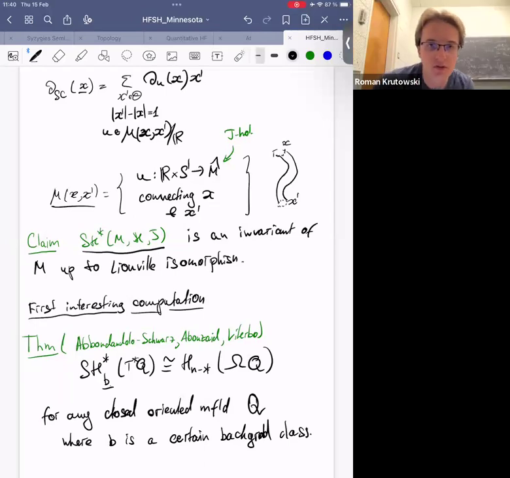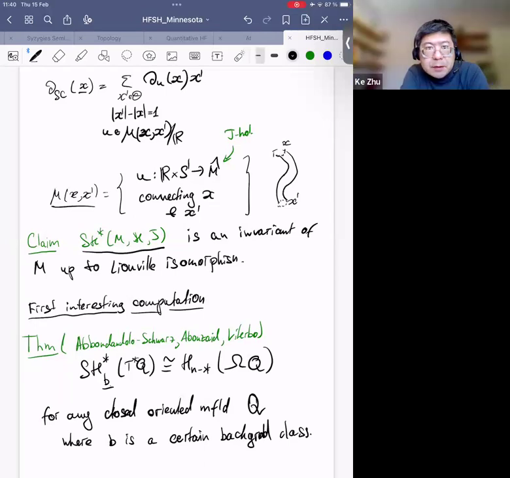May I have a question about your definition of the differential, the X and the X prime? Since your manifold is non-compact, I'm thinking your X and X prime, do they have to live in the compact part of your manifold, or can they also sit at infinity, like in symplectic field theory in the asymptotic?